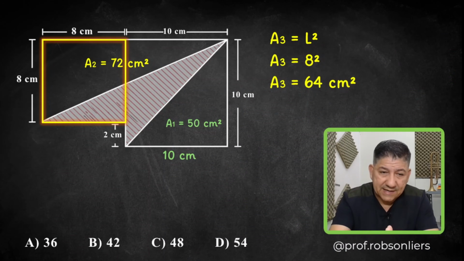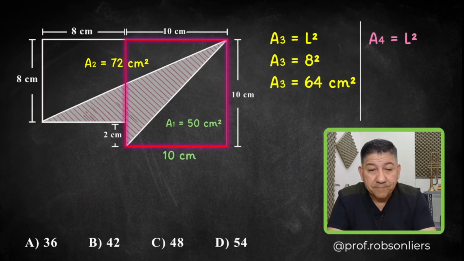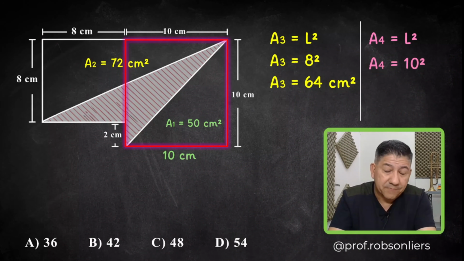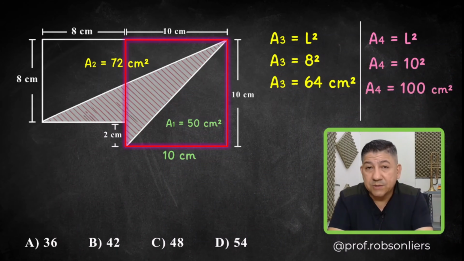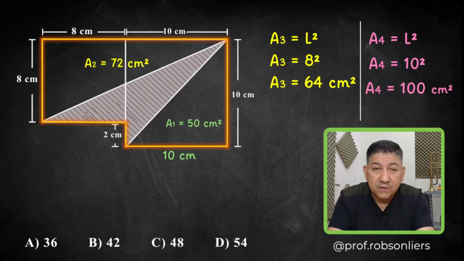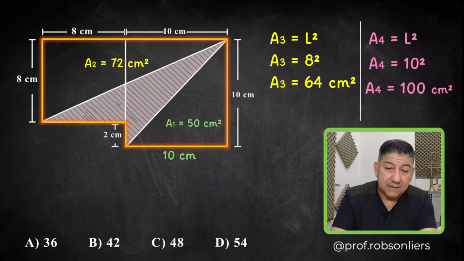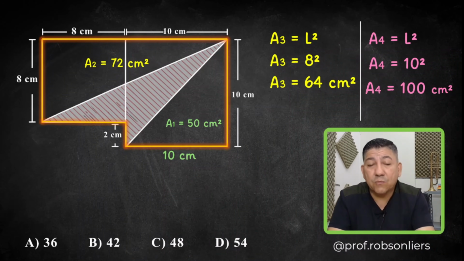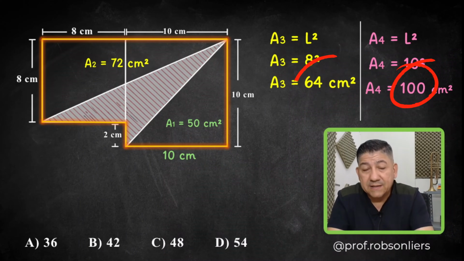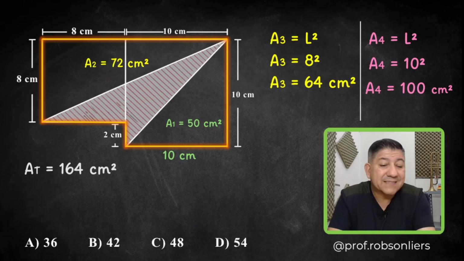We already have the area of this smaller square. Now, the area of the larger square, since the side is equal to 10 centimeters and the area is side squared, will be 10 squared, which is 10 times 10, which is 100 square centimeters. With that, we already have the total area, which is this area I marked in orange. It's the area of the smaller square plus the area of the larger square. So, this total area will be equal to 64 plus 100 square centimeters, which is equal to 164 square centimeters.